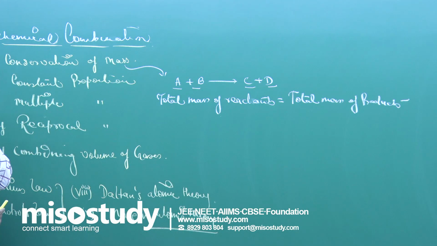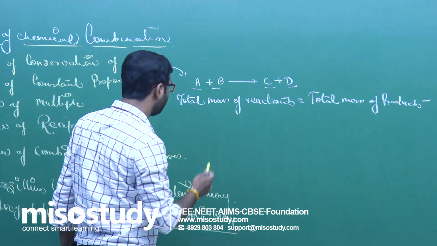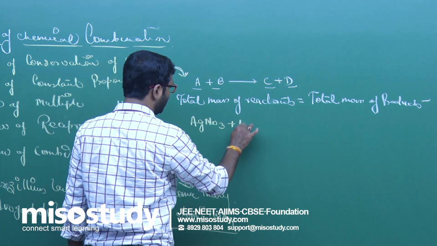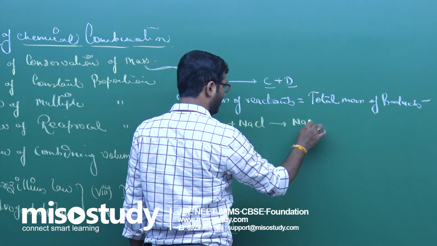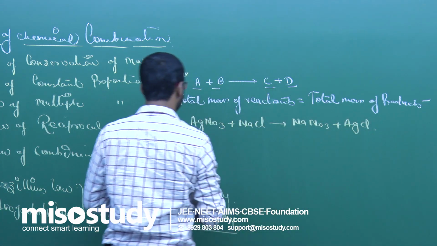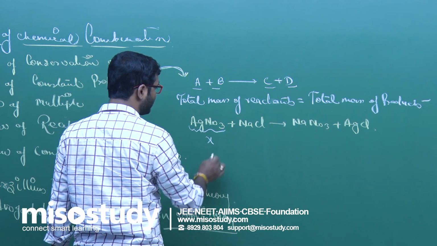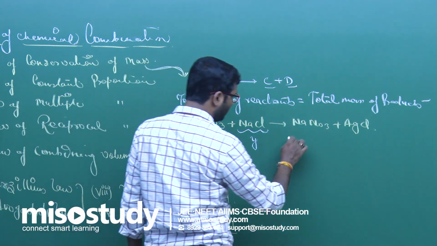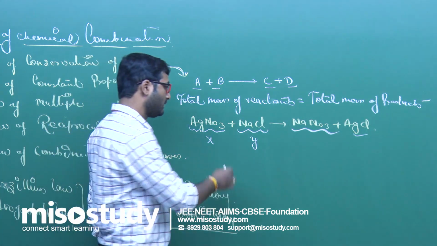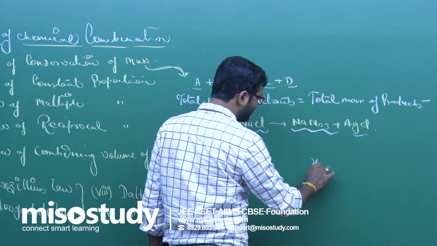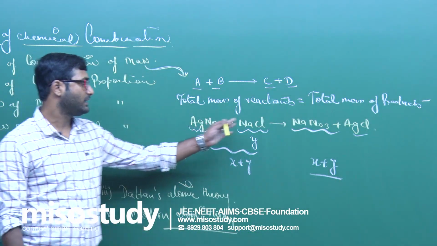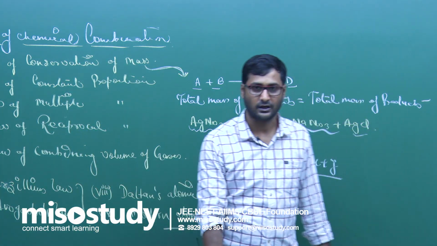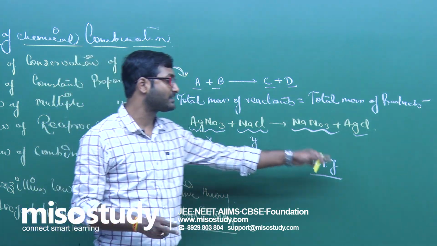That is, during a reaction, mass always remains conserved. It was experimentally verified by Landolt: AgNO3 plus NaCl gives NaNO3 plus AgCl. He took measured values of AgNO3 and NaCl, and when they combine, they form NaNO3 plus AgCl. After the experiment, he found that the mass of reactants is exactly equal to the mass of products, though the product changes. A new product is formed, still the mass does not change; the total mass of the reactants is exactly equal to the total mass of the products.